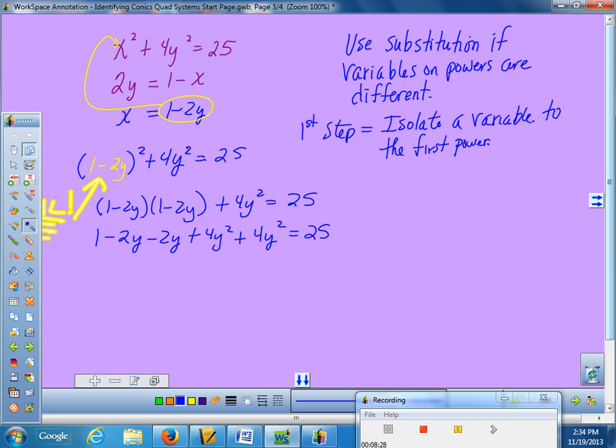So now add up your like terms. What do you got? I try, if you will, to put your squared terms up front. So 8y squared plus 1 equals 25. Oh golly gee, it's a quadratic equation, isn't it? I told you they're never going away. Never.